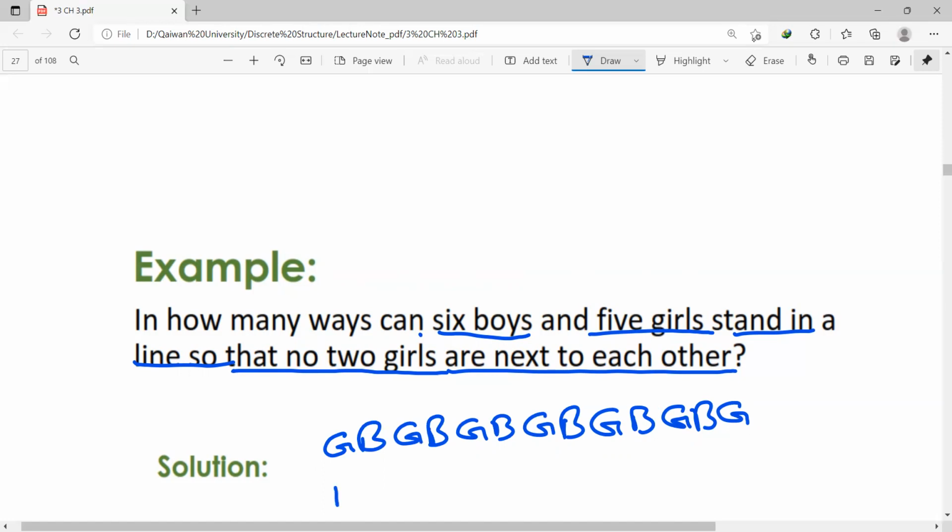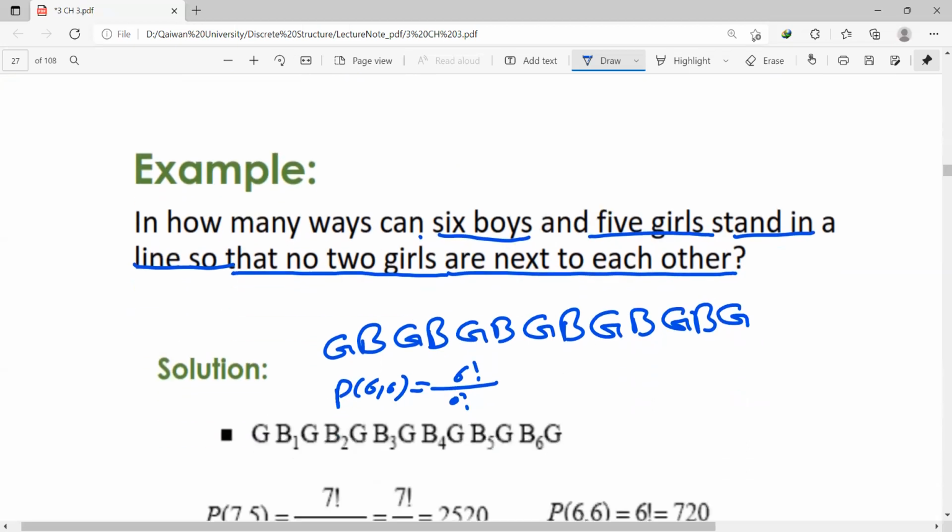That means for the boys we have the permutation of 6 and 6. We have 6 places for 6 people. We get 6 factorial divided by 0 factorial, because 6 minus 6 is 0 factorial. Here r is 6 and n is 6 also, which is 6 factorial. This is the permutation of 6 of 6, and that's for the boys.